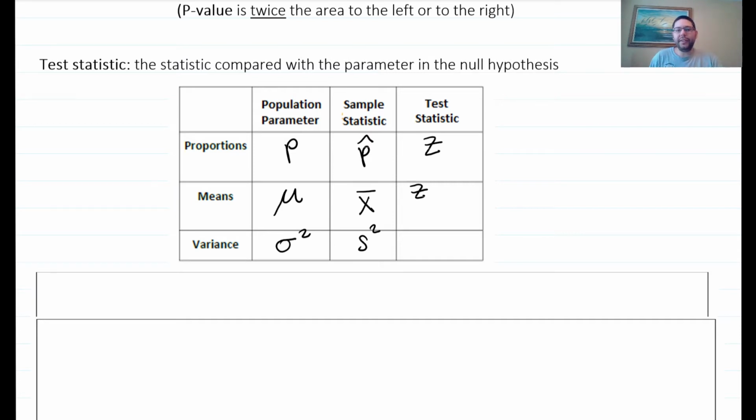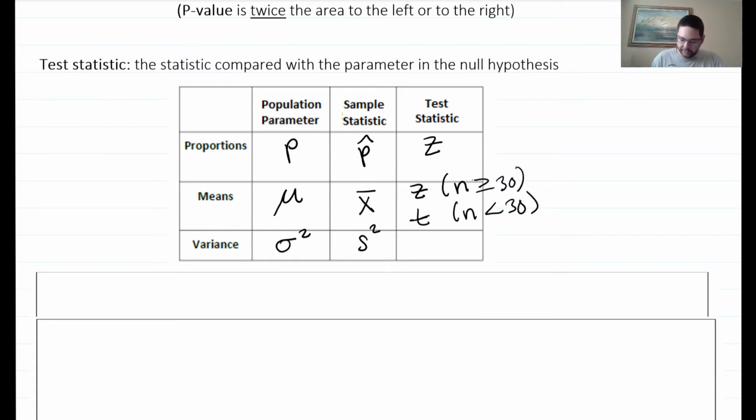So for the test statistic for means, it's going to be the z-score if the sample size is greater than or equal to 30. And for the t-score, don't be concerned with that right now. Just keep in the back of your head that we use a t-score when the n is less than 30. We'll talk about that in another lesson.